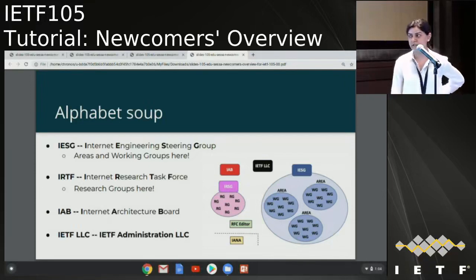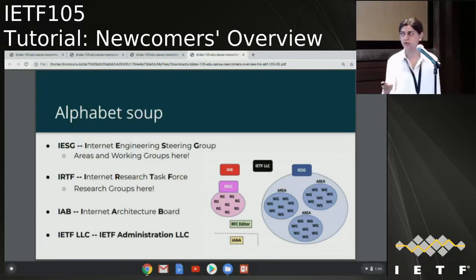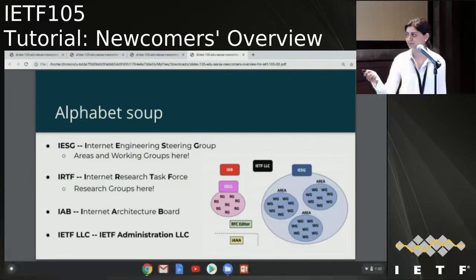And the IETF LLC, as the name suggests, is mostly involved with the administrative and management work at the IETF. You can read more about it. There are resources available if you're interested in getting more insight into how the administration of the IETF works. But for now, don't get lost in this alphabet soup.